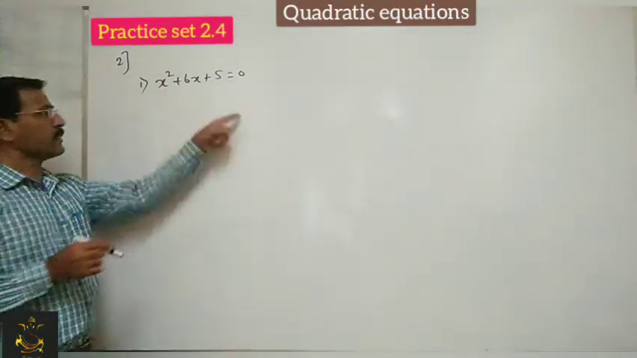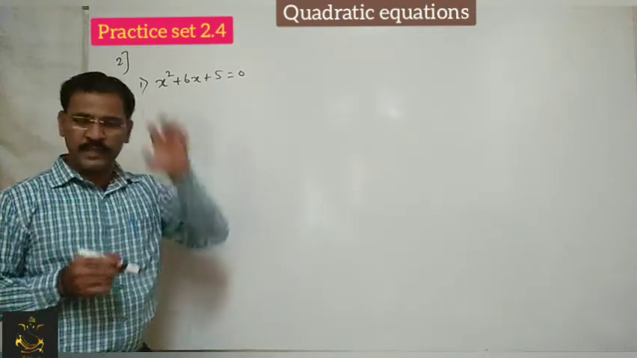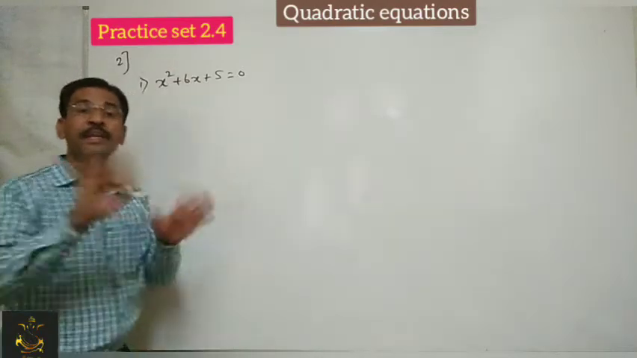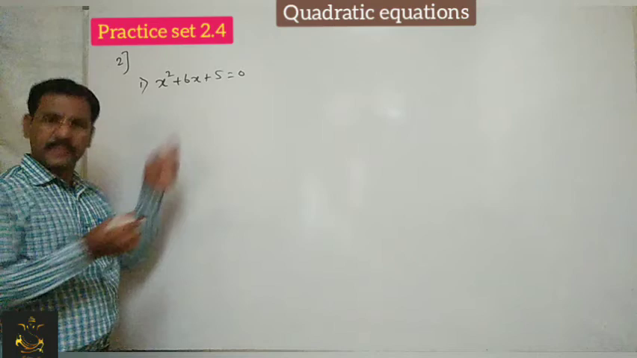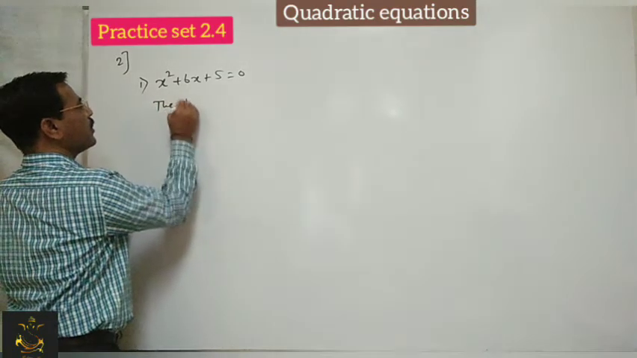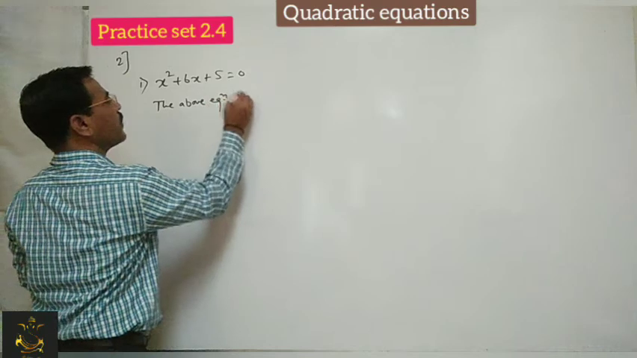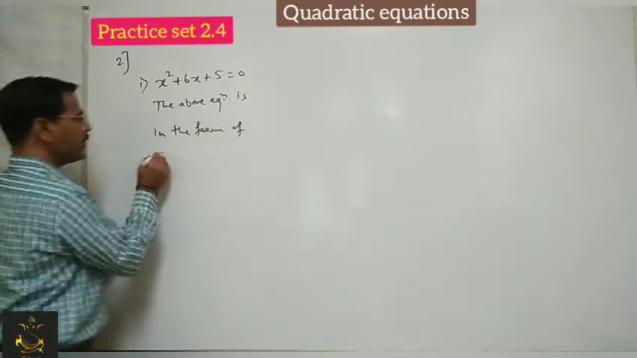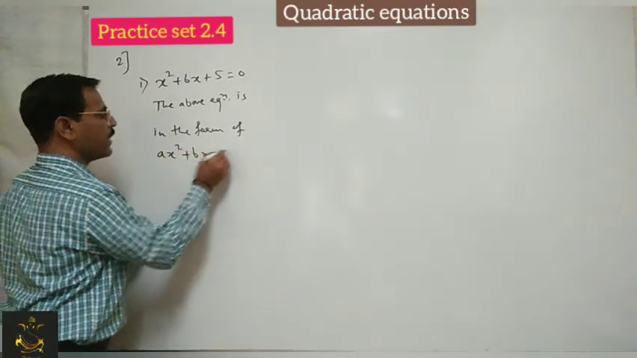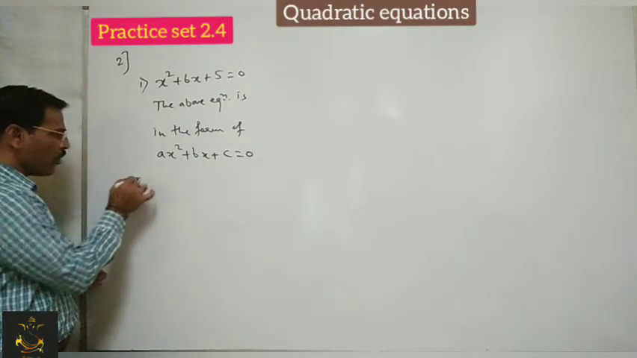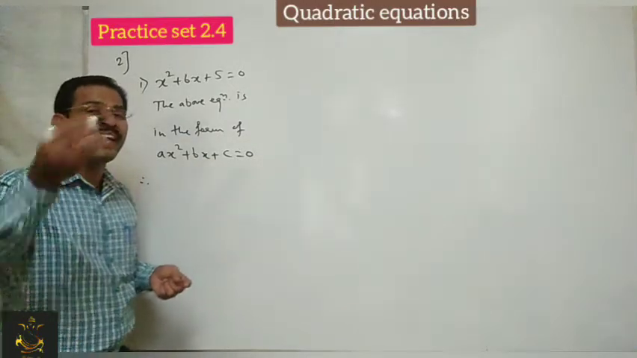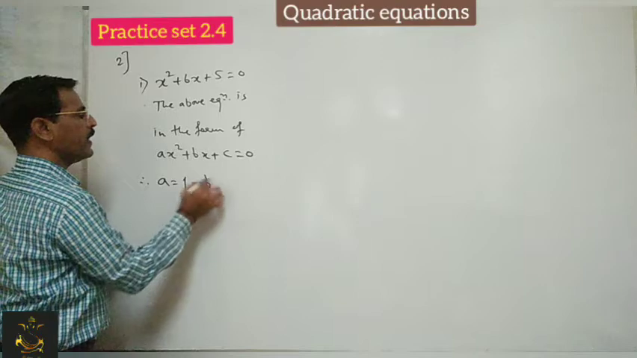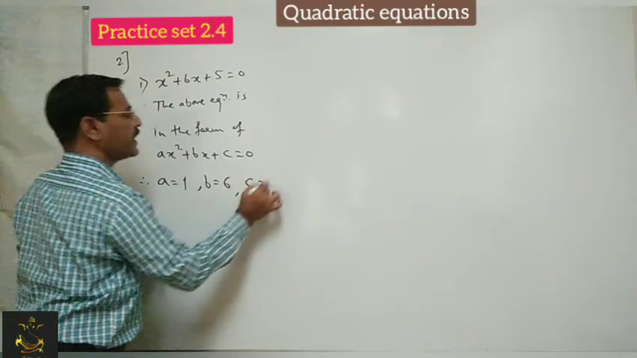See here the first sum, x square plus 6x plus 5 equal to 0. We are going to solve this equation by using the formula method. First of all, it should be in standard form. Yes, it is. I'll write, the above equation is in the form of ax square plus bx plus c equal to 0. Now we need the values of a, b and c. So a is 1, b is 6, c is 5.